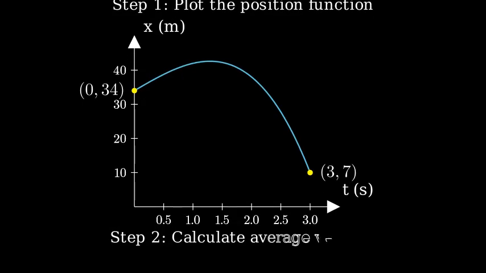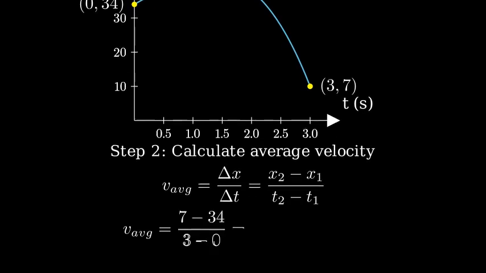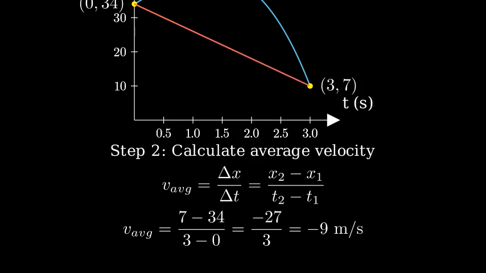Next, let's find the average velocity between t equals 0 and t equals 3 seconds. Remember, average velocity is the change in position divided by the change in time. Let's plug in our values. At t equals 3 seconds, x equals 7 meters, and at t equals 0 seconds, x equals 34 meters. So that's 7 minus 34, divided by 3 minus 0, which equals negative 9 meters per second.